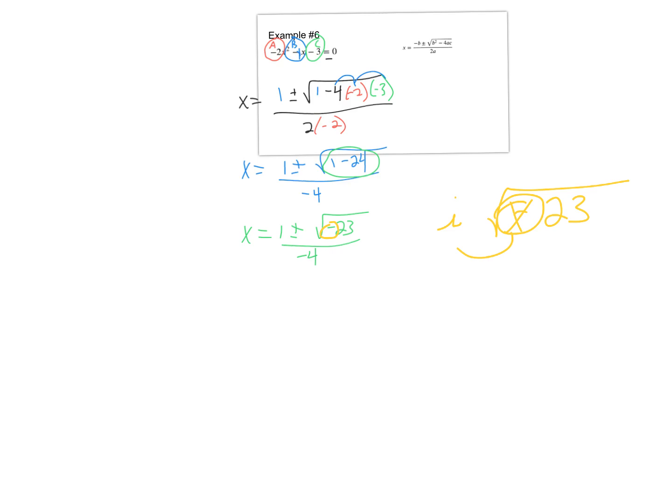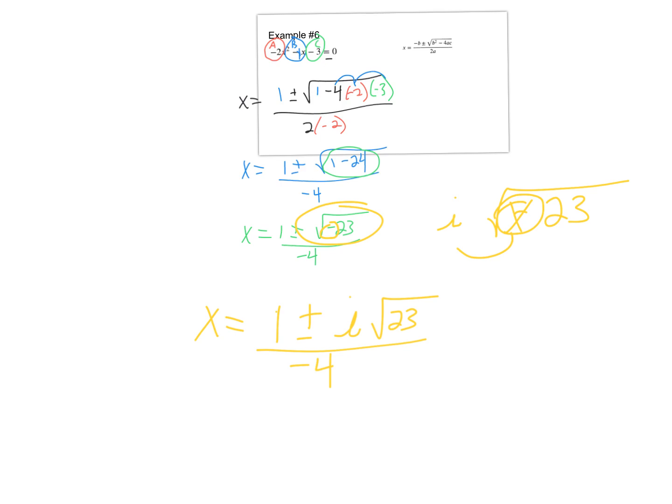Then you try to break down 23. Well, are there any perfect squares in 23? No, because 23 is prime. Okay, so we're going to rewrite this radical as x equals 1 plus or minus i radical 23 all over negative 4.